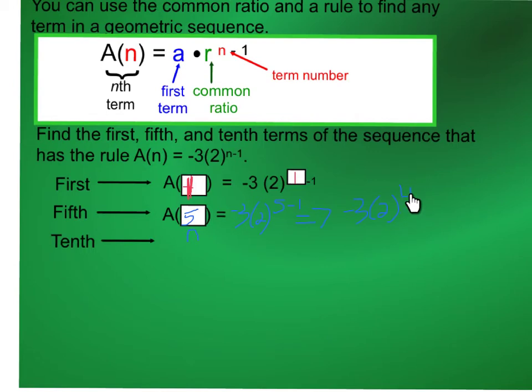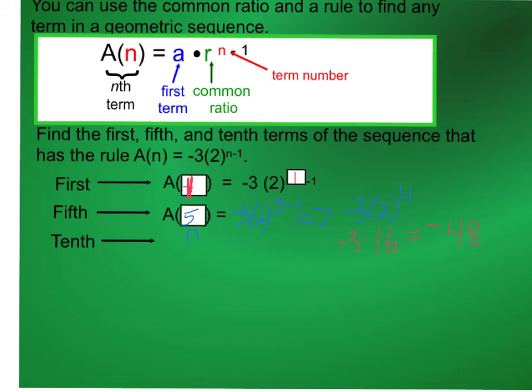So 2 to the 4th power equals 16. Next, I'll multiply negative 3 by 16. My answer is negative 48. So if you think about it, the fifth term, if you do this pattern 5 times, this is what you'll get on the fifth time.